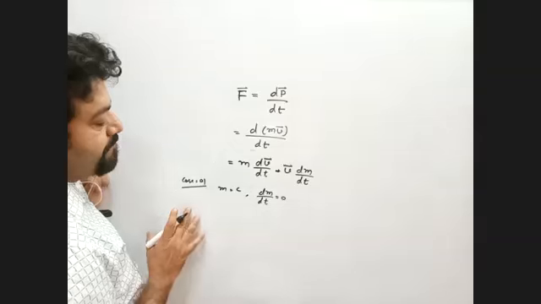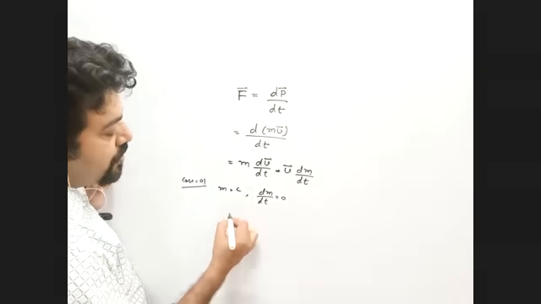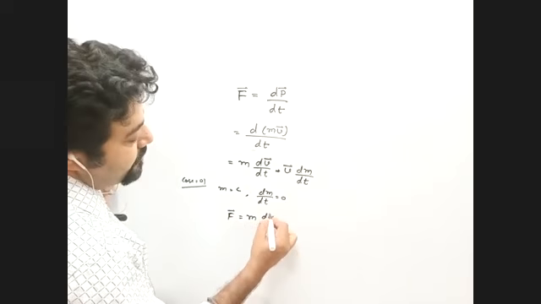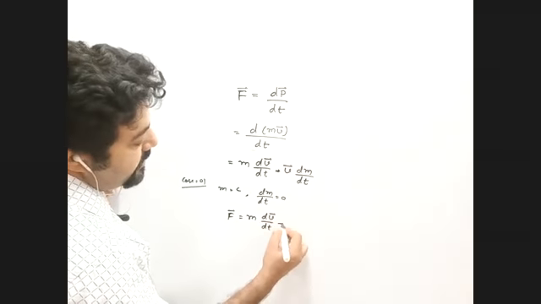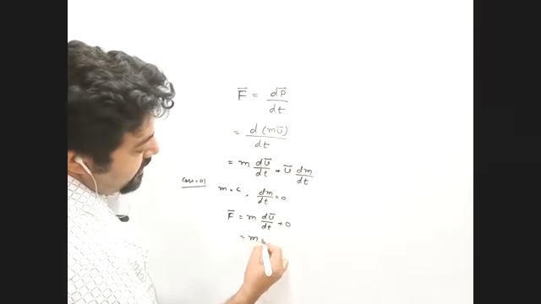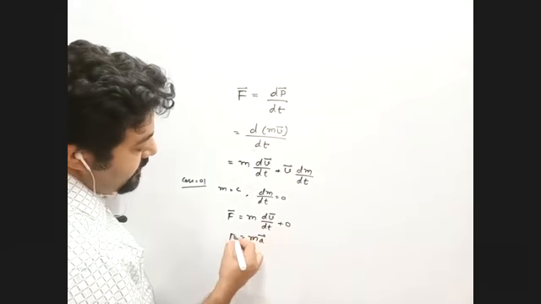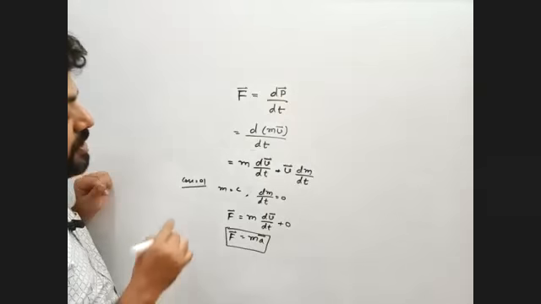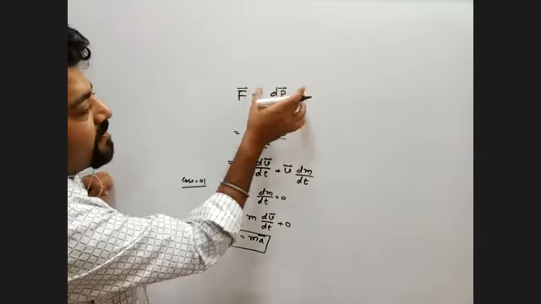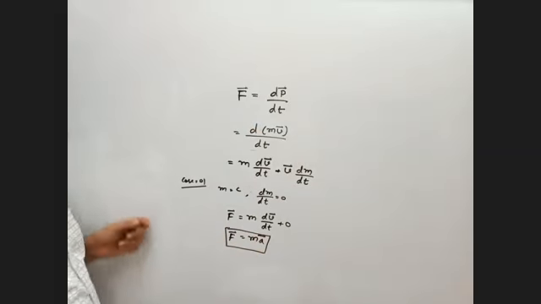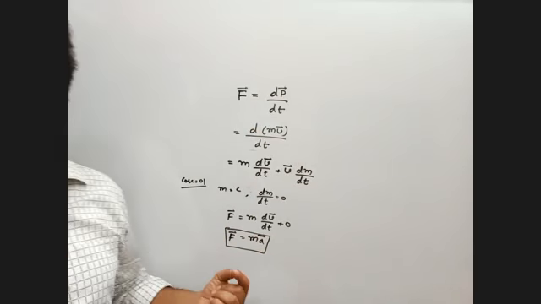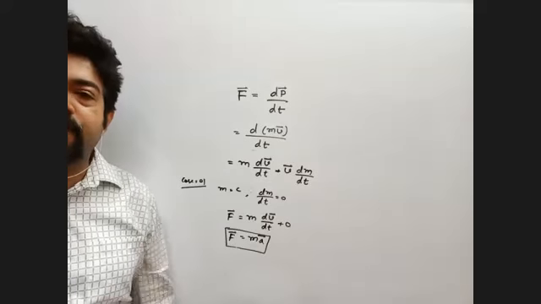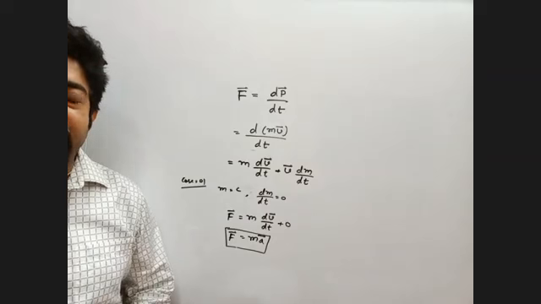Is it okay? Yes, sir. So force is equal to mass into dv by dt plus 0. That is mass into acceleration. That is my force. So on that basis, from this rate of change of momentum, we get the idea of force, or the amount of force. Force is equal to mass into acceleration.